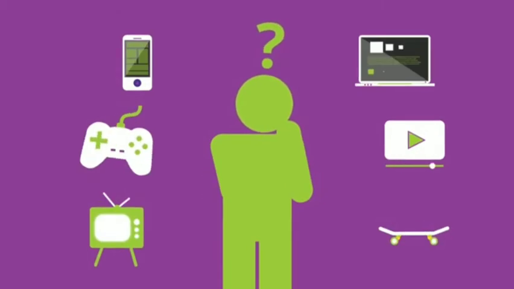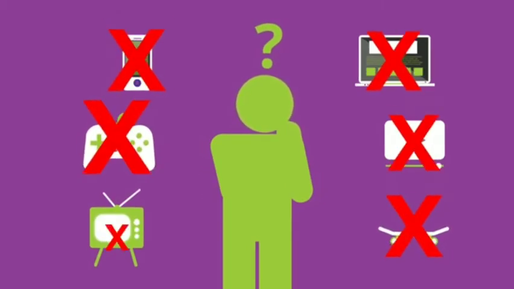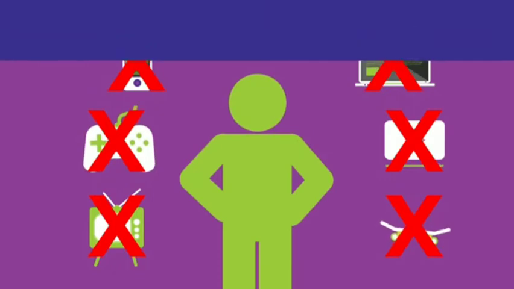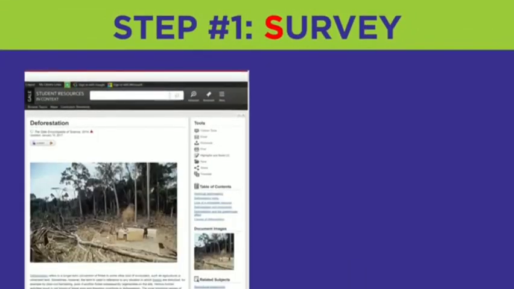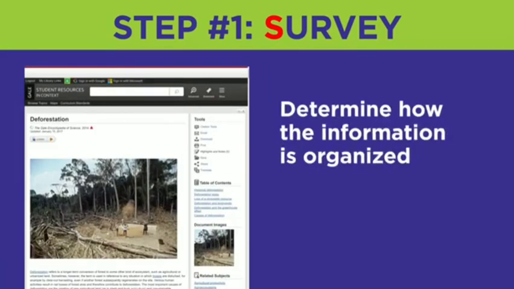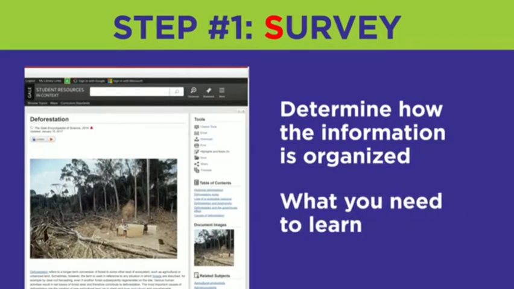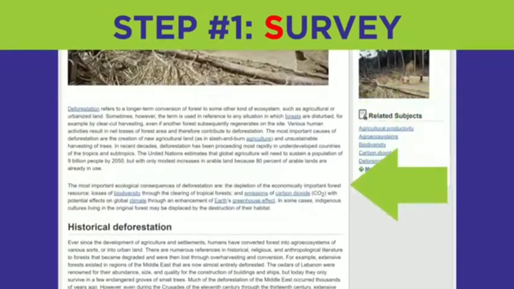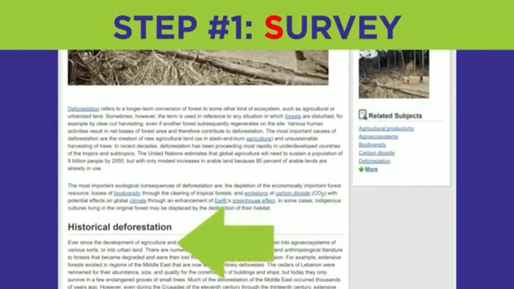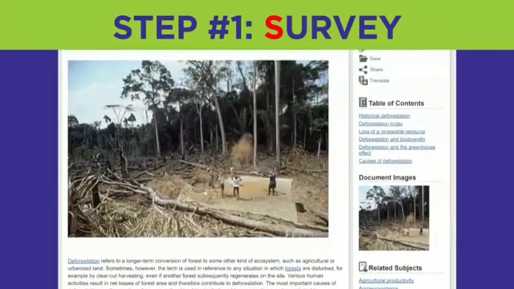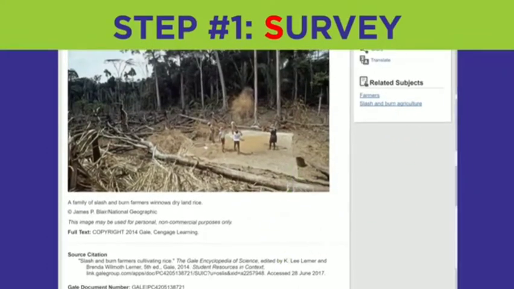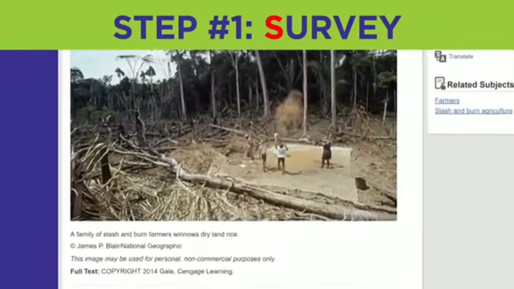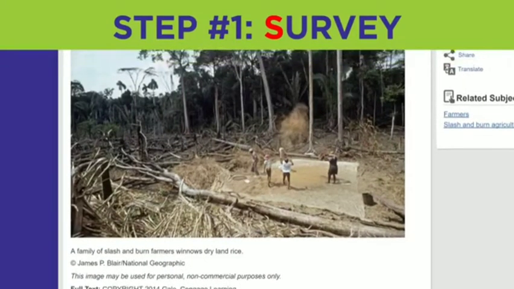Before you begin, be sure to minimize distractions so you can focus on reading and remembering. The first step in SQ4R is survey, and it's intended for you to determine how the information is organized and what you need to learn. Take about a minute to read the introduction, headings, and any subheadings, and the summary or conclusion. Check out graphs, charts, and images, and skim their descriptive captions. This will help you visualize and make sense of the text when you read it through later.